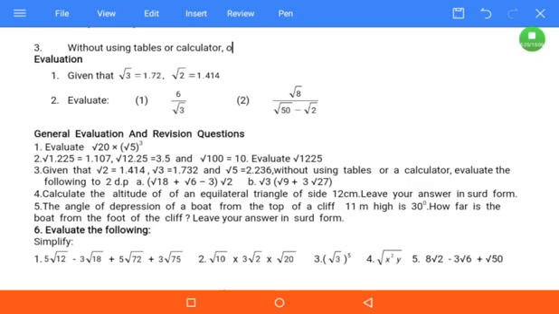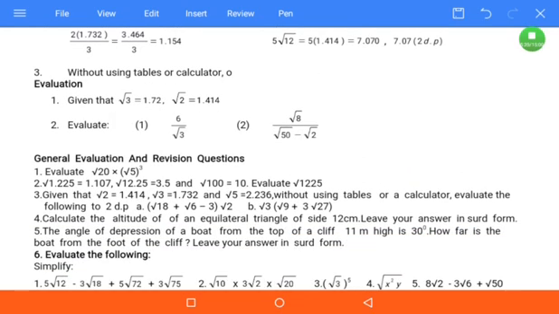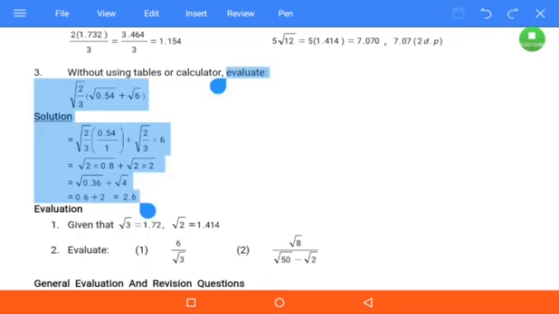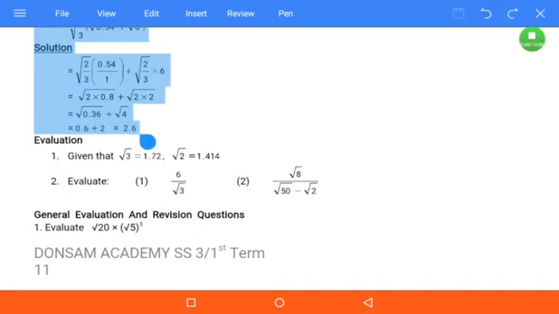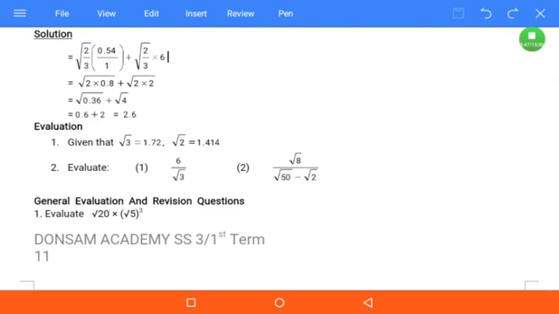go about them. Okay, so we have the first question to be, without using tables or calculator, you have to evaluate this. Sorry, it's a mistake there. Without using calculator or tables, evaluate that. Now, okay, that's the example we just did. So given that this is this and this is that, evaluate 6 over root 3 and root 18 over root 50 minus root 2. In this case, you do it like the one we just did.